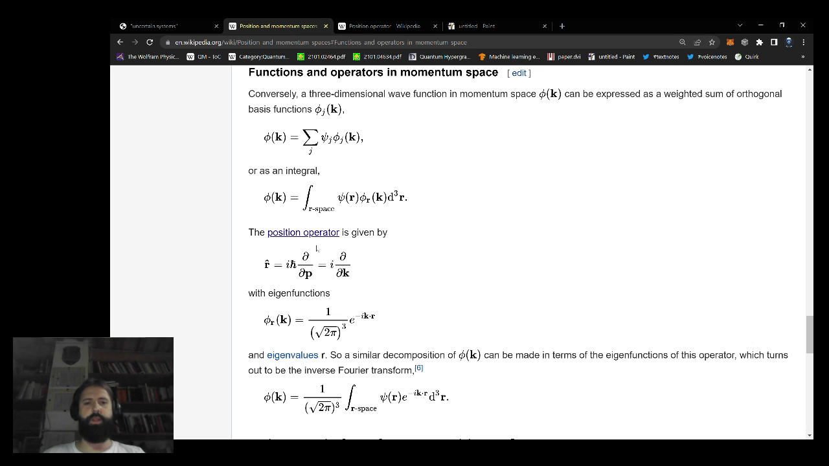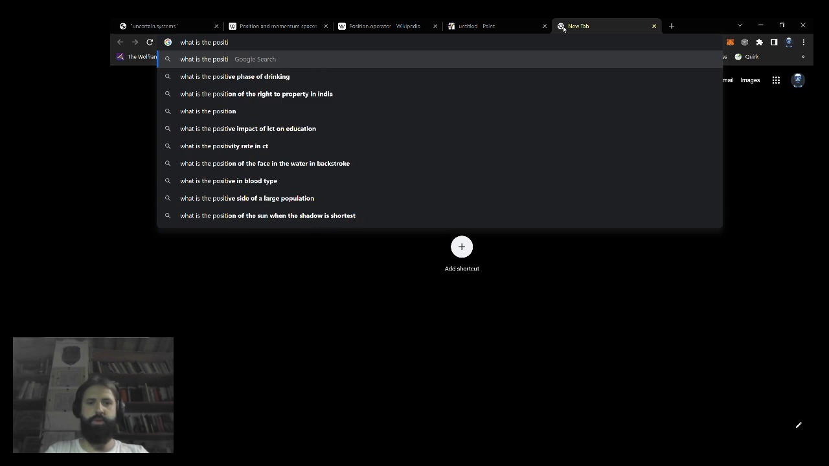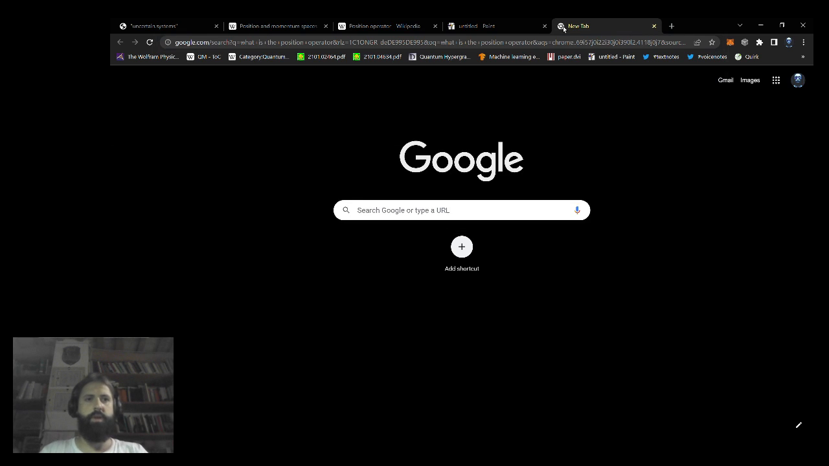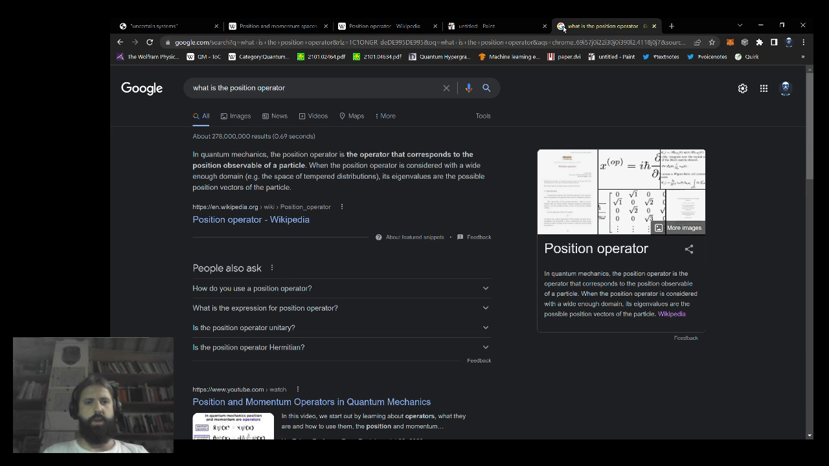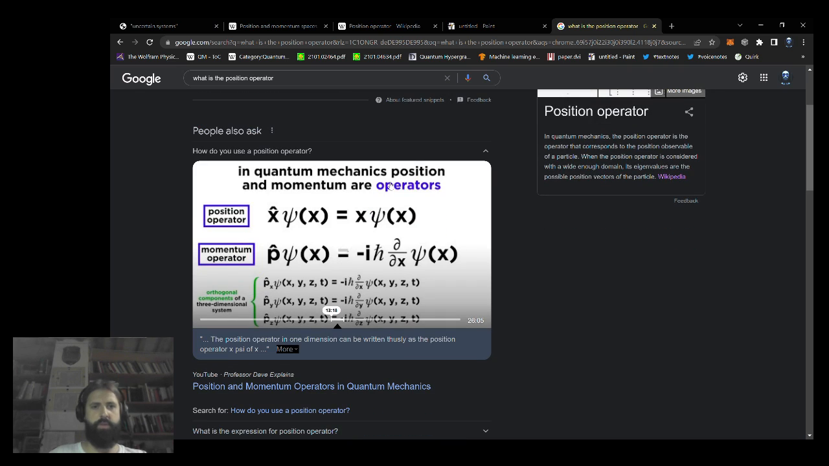This is something that is just hard for me to have a mental model for. What is the position operator? It is the operator that corresponds to the position observable of a particle. When the position operator is considered with, okay, that's what I just read. How do you use it? Position are operators.